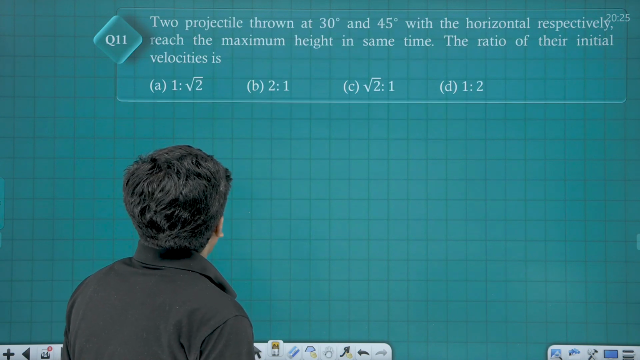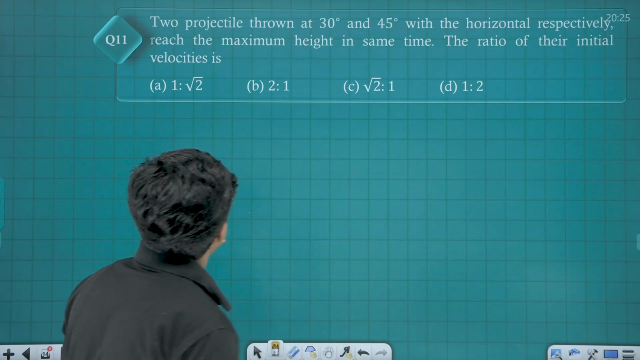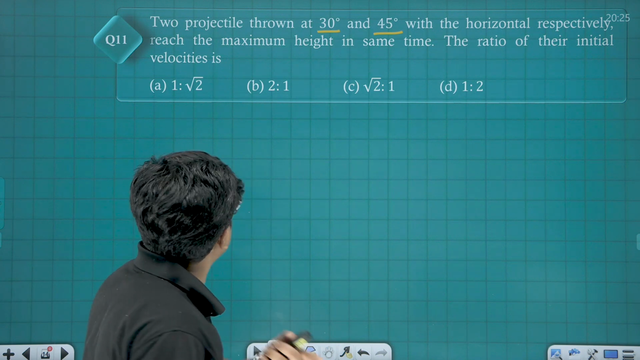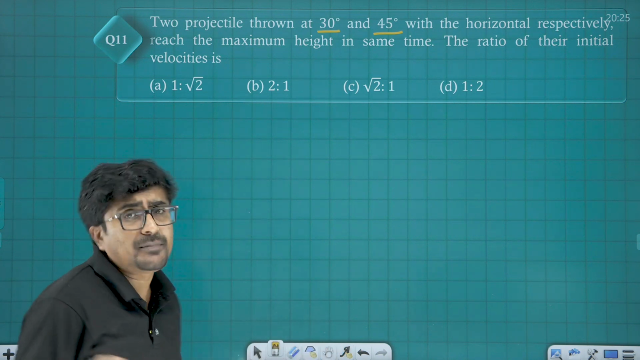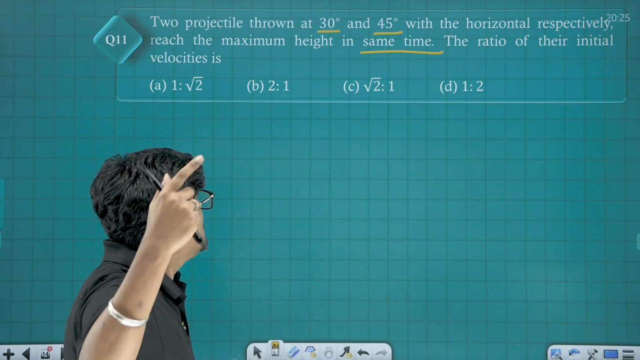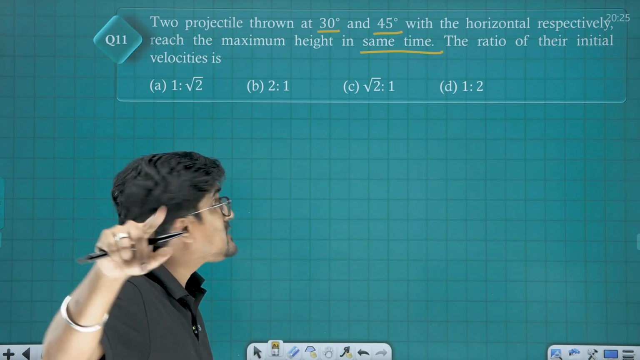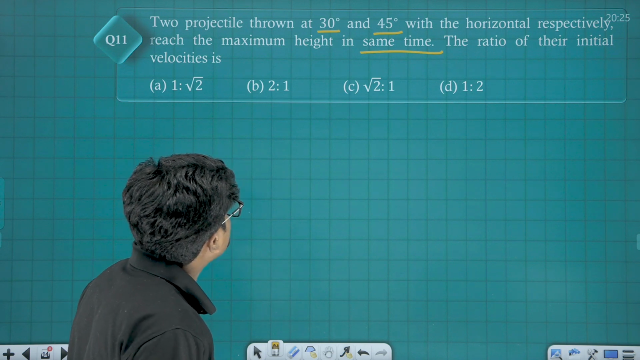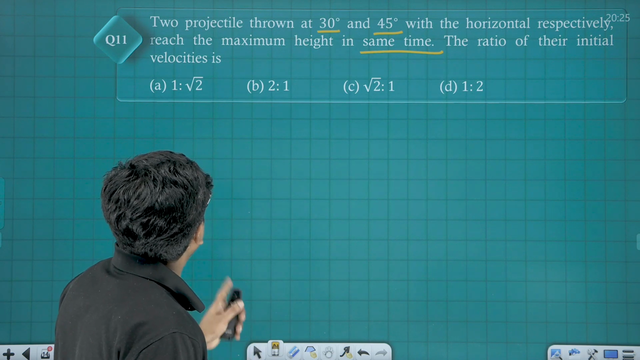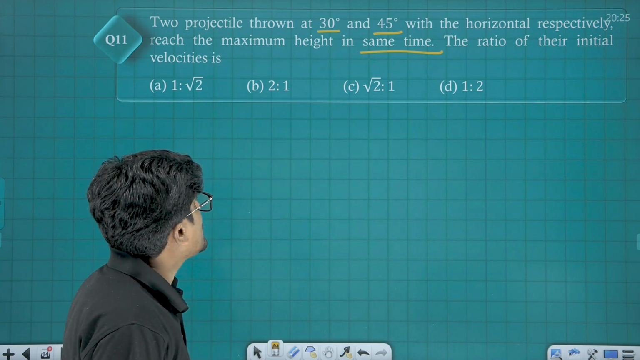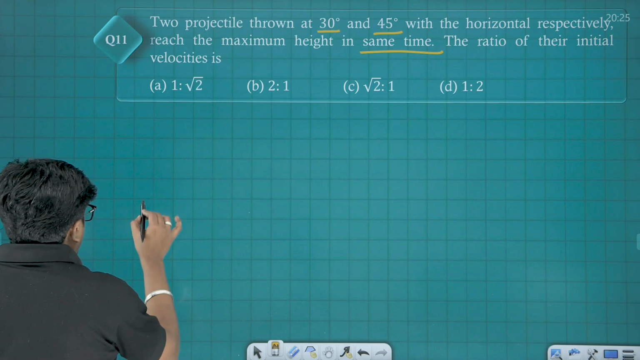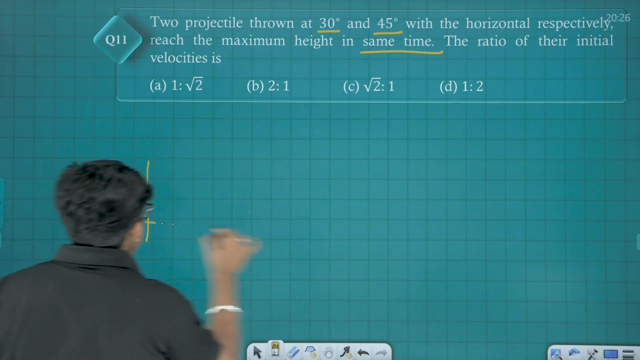Alright. Now next is question number 11. The question says, two projectiles thrown at 30 degree and 45 degree with the horizontal respectively reach the maximum height at the same time. Now the question is, the ratio of their initial velocities is. Okay, fine. So they say that they are reaching the maximum height at the same time.